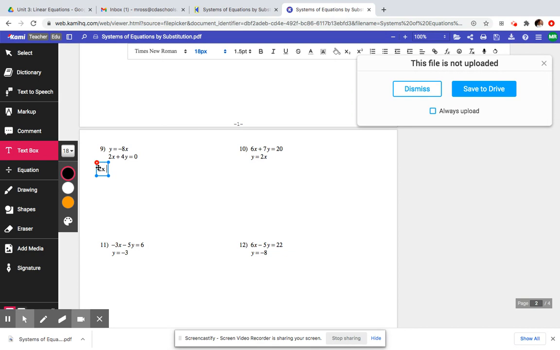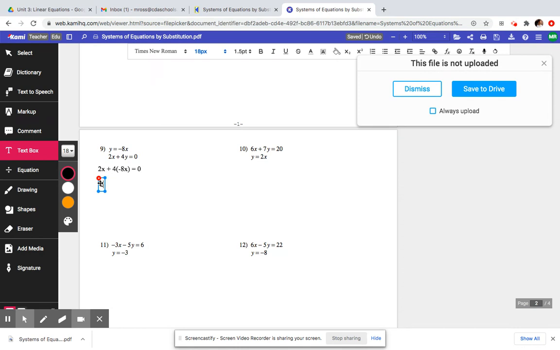So 2x plus 4, oh, we have a y. So we're going to put that in parentheses because it's 4 times y. And so parentheses mean multiplication. So we're going to go ahead and put that in parentheses, which is going to be negative 8x, because that's what y is, equals 0. And now we can slowly do our process of distributive property, combine like terms, and then isolate that variable. So we're going to distribute this 4 in.